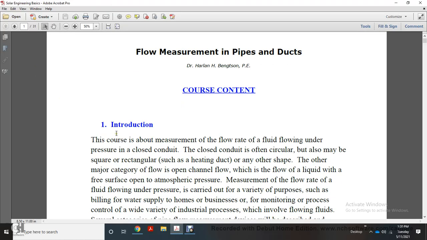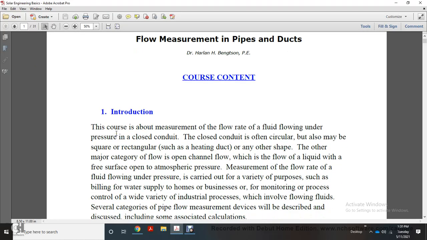The other major category of flow is open channel flow, which is a flow of liquid with a free surface open to atmospheric pressure. Measurement of the flow rate of fluid flowing under pressure is carried out for a variety of purposes, such as billing of the water supply to homes and businesses, for mining, or process control. A wide variety of industrial processes involve the flow of fluid.